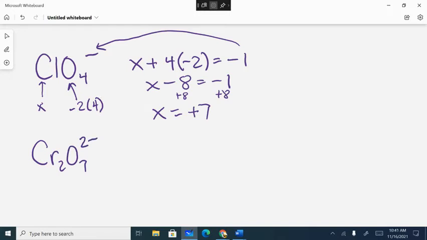Here's another poly. So there's always going to be an element bonded there that you know what's going on. So for example, you know that oxygen here is a minus 2. So there's always going to be elements that you can count on. So in this case, we don't particularly know what chromium is. Chromium is a variable charge metal, and he's been called X since the beginning of time. So the ones that are going to be called variable charge metals are usually in the middle of the compound.